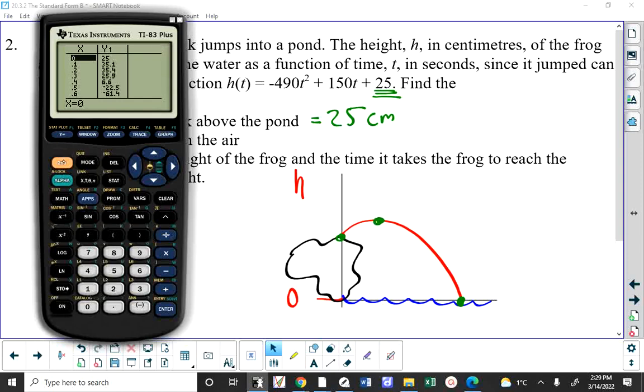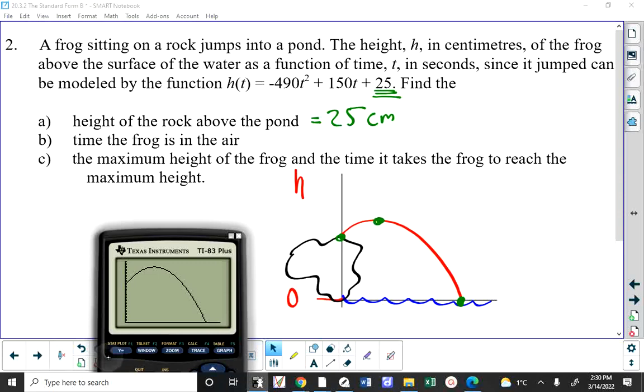So this is in the window setting. I'm not going to start at 0. I'm going to show you what happens if you do start at 0. So just leave your calculator alone for a second. If I start at 0 and then graph it, I get a beautiful graph, okay? It's lovely.